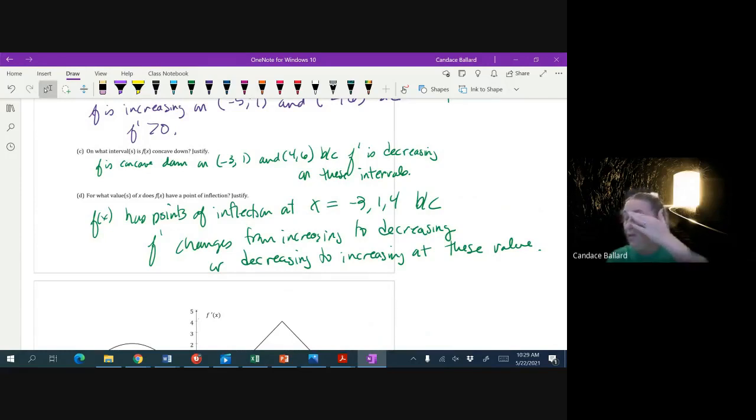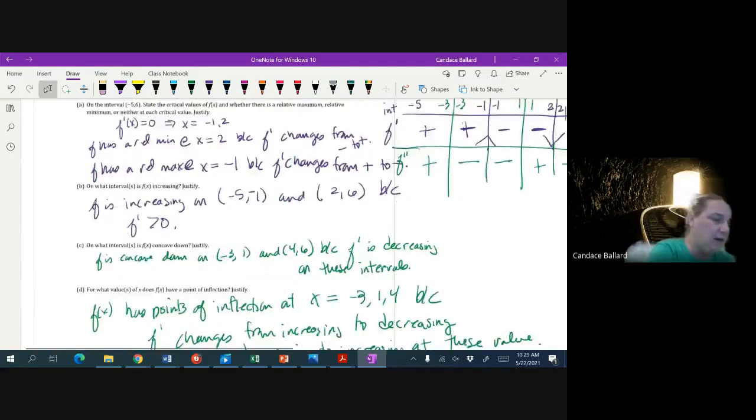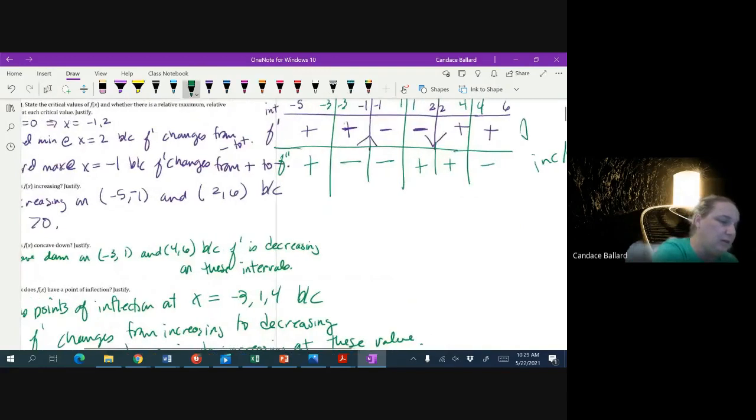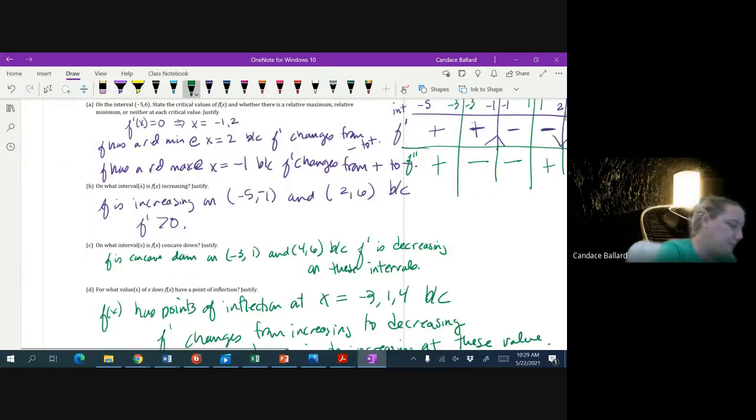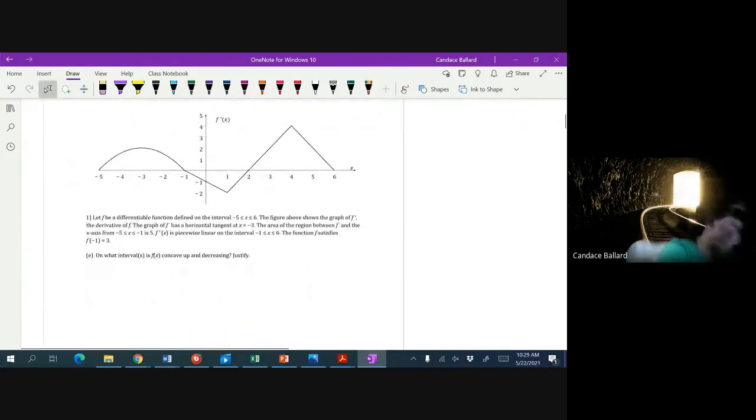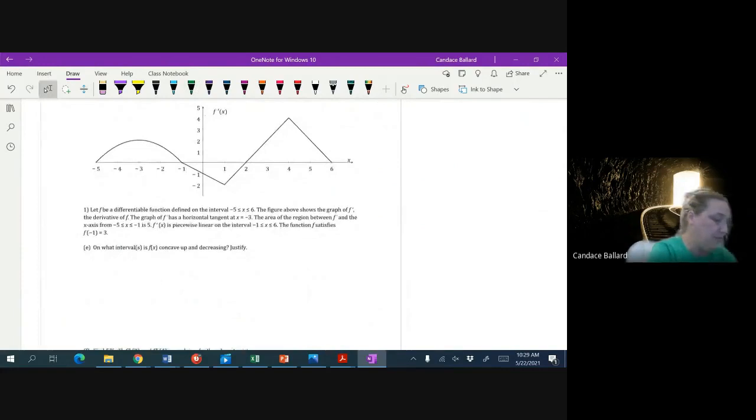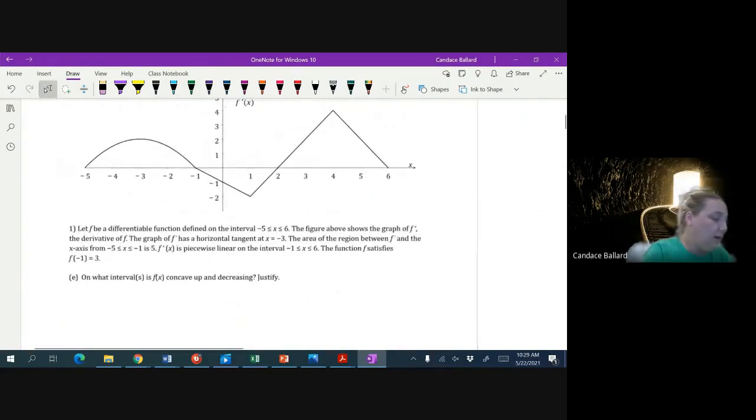What if they give you the graph of F double prime? Then you can only go up, right? It would be like what we're doing here, and you would be able to talk about the first derivative. Okay. Does that make sense, Gabby? Okay, perfect.